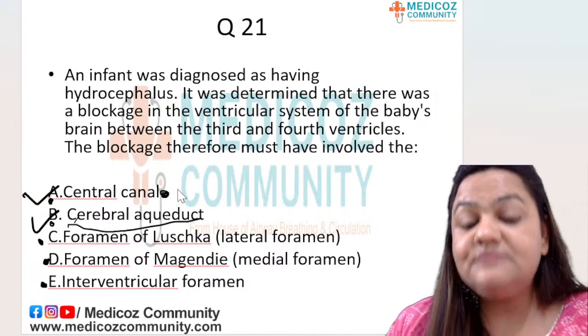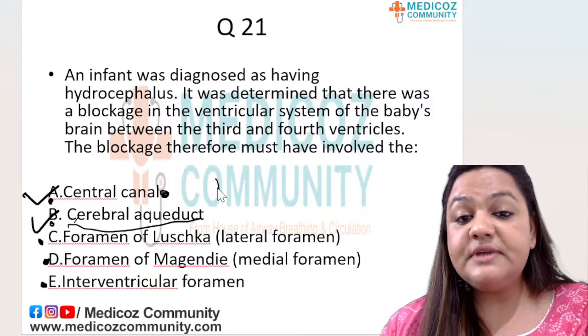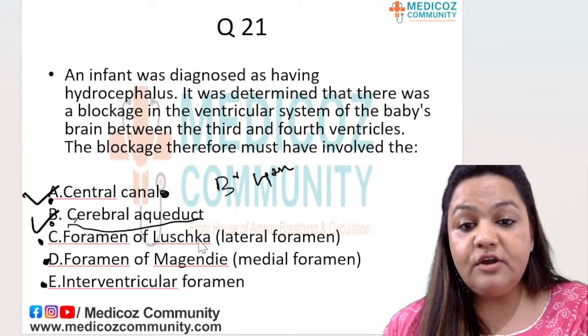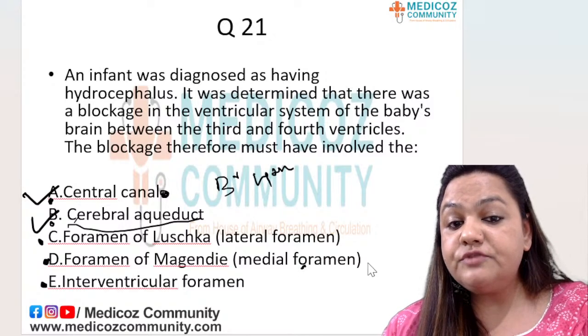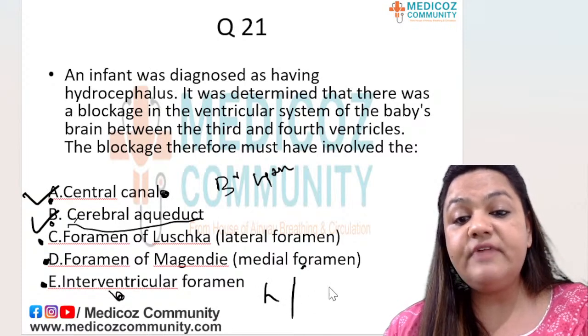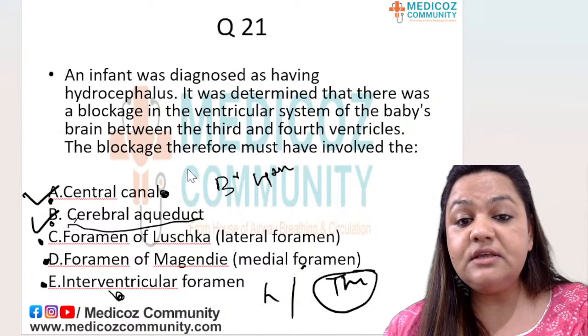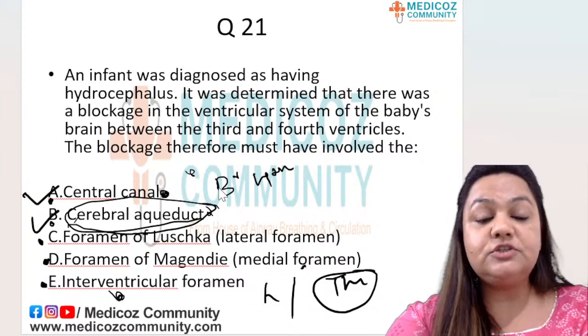Central canal, it is present in the spinal cord. Cerebral aqueduct, it is present between the third and fourth ventricle. Foramen of Luschka, it is a lateral foramen of the fourth ventricle. Foramen of Magendie, it is a medial foramen of the fourth ventricle. And interventricular foramen, it is a foramen present between the lateral ventricle and third ventricle. But there is an obstruction between the third and fourth, and the communicating way is the cerebral aqueduct. So the answer is B for this question.